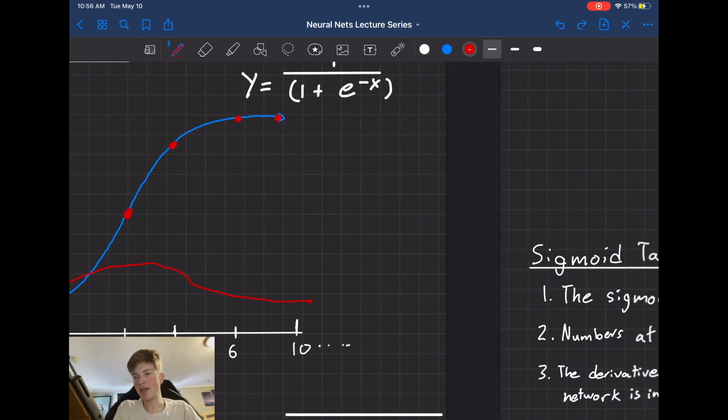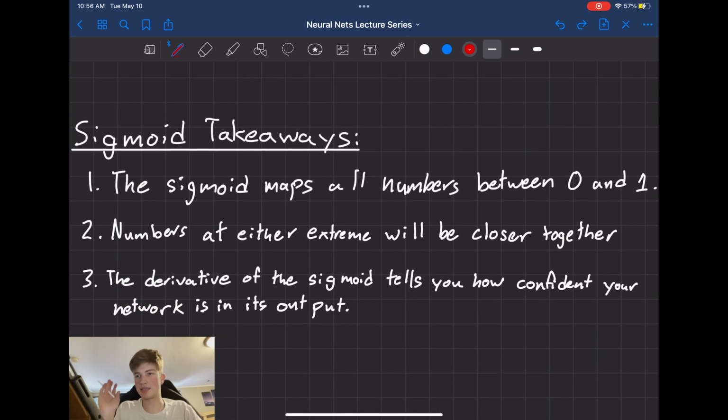So anyways, the takeaways from this sigmoid are that the sigmoid maps all numbers between 0 and 1. The numbers at either extreme will be closer together, and the derivative of the sigmoid tells you how confident your network is on its output. So that's pretty much all you need to know in understanding sigmoid functions in relation to neural networks. I hope this gave you a little more understanding of what a sigmoid is, and a little bit on why they were chosen as the flagship function of a neural network. And in the next video, on weights and activation functions, I hope you might understand a little bit more about that why piece.